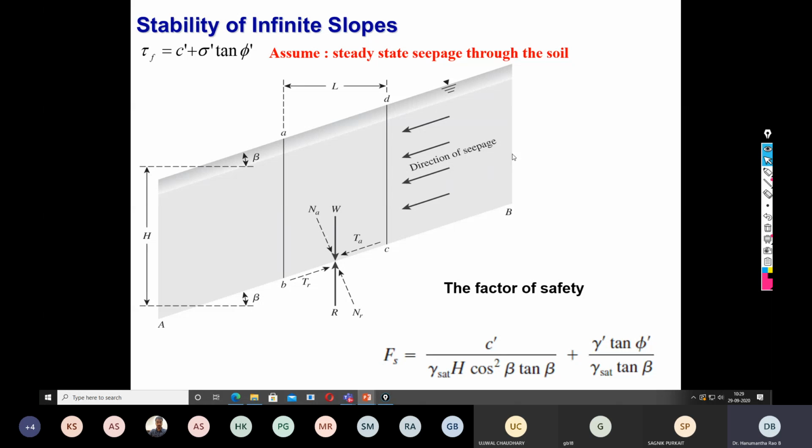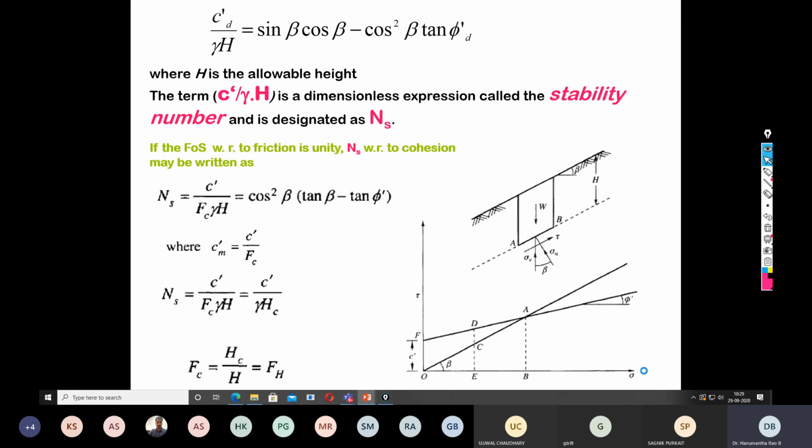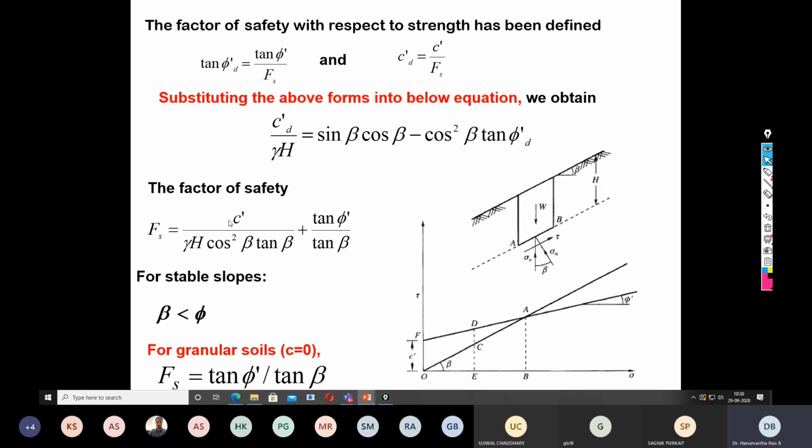So this is if you are assuming steady seepage, and if you try to draw the free body diagram and solve everything, this is the final equation that you will get. Factor of safety is equal to c dash by gamma sat into H cos beta tan beta plus, if you remember earlier, tan phi dash by tan beta. If you look at earlier, when there was no seepage, the equation for factor of safety is c dash by gamma into H cos square beta tan beta plus tan phi dash by tan beta.